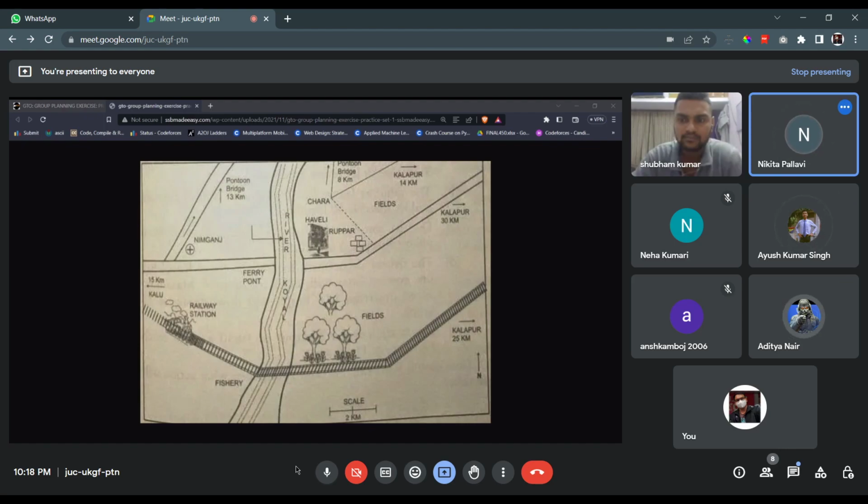But the width of the river is just around 2 kilometers. We will only take 20 minutes even at 6 kilometers per hour. And then we can continue by road from the ferry point.